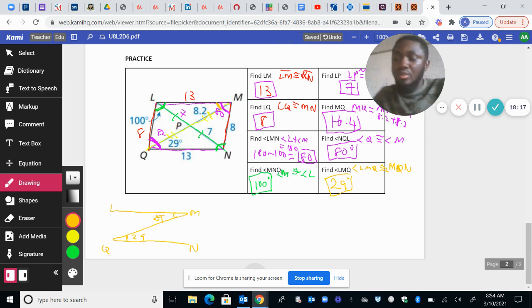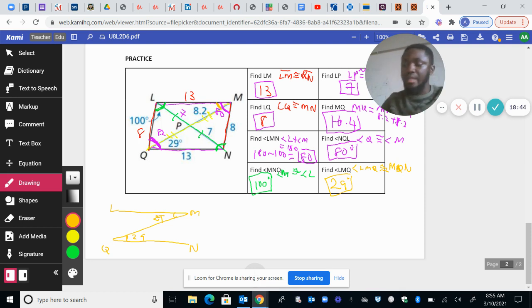The first thing to take home is the definition of a parallelogram. A parallelogram, we said, is a quadrilateral with opposite sides being parallel, meaning the upper and lower sides are parallel and the left and right sides are parallel. We also said that supplementary angles are angles that add up to 180, forming a linear pair, and complementary angles are angles that add up to 90, forming a right angle.